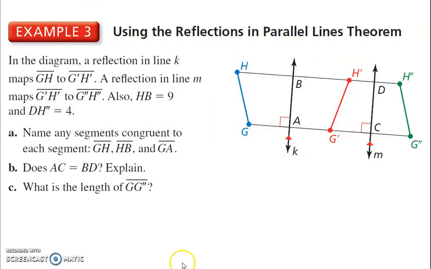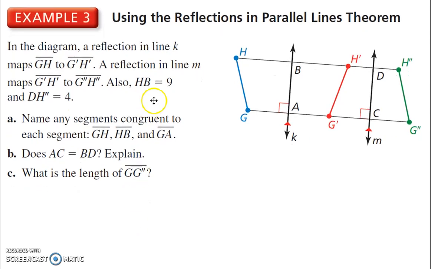All right, here's an example question. In the diagram, we've got a reflection in line K that maps GH to G prime H prime, and a reflection in line M that maps G prime H prime to G prime prime H prime prime. And we know that HB, this distance here, is 9. HB is 9. DH is 4. DH prime prime, this is 4. Alright, name segments that are congruent to each segment, to GH.